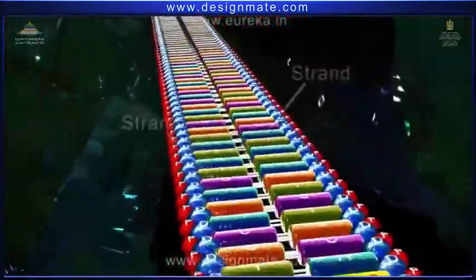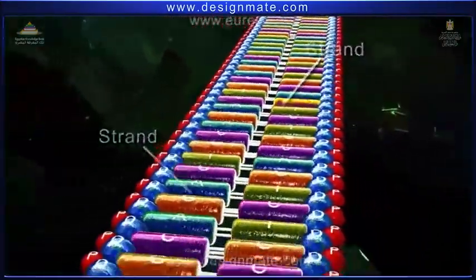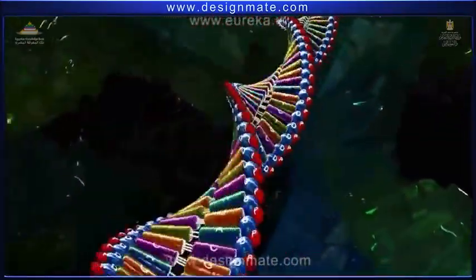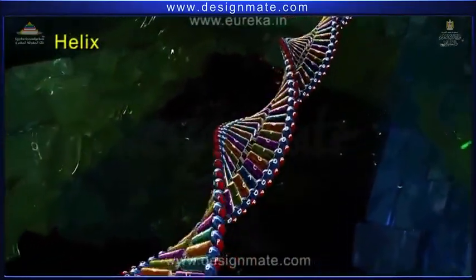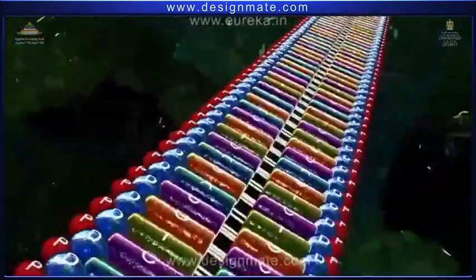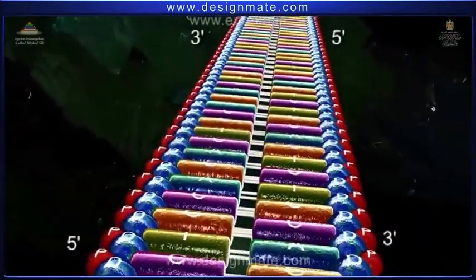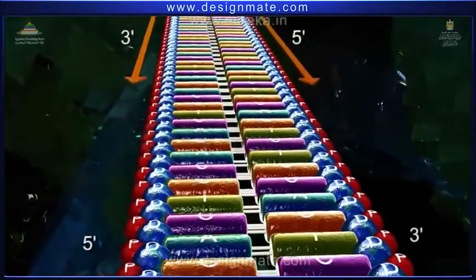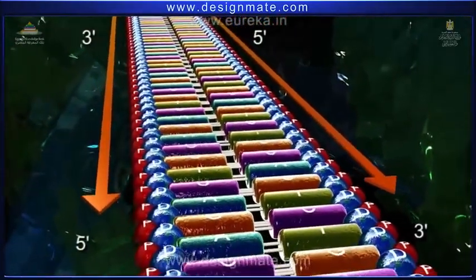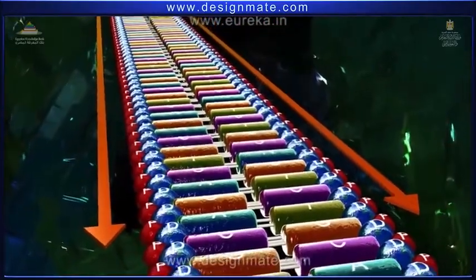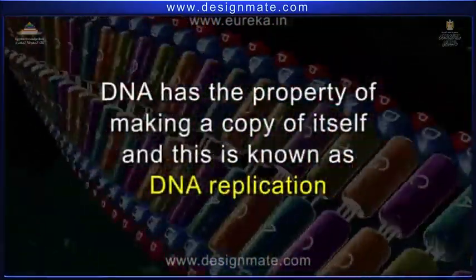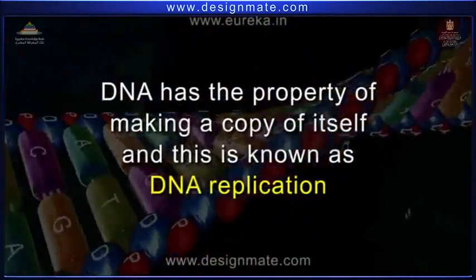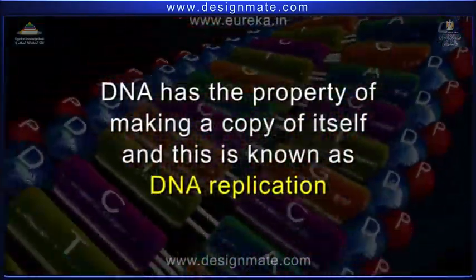DNA shows a double-stranded structure, which is coiled in the form of a helix. One strand of the helix runs in the 5' to 3' direction, and the other one runs in the 3' to 5' direction. DNA has the property of making a copy of itself, and this is known as DNA replication.